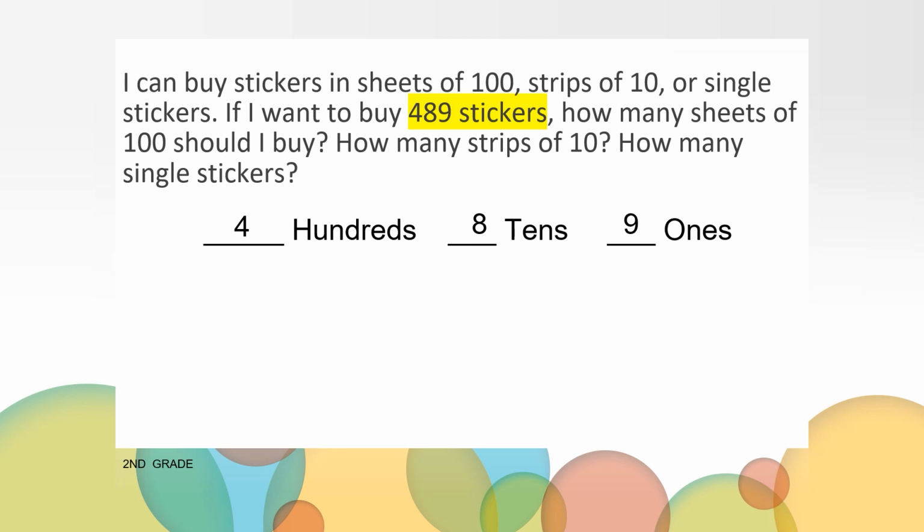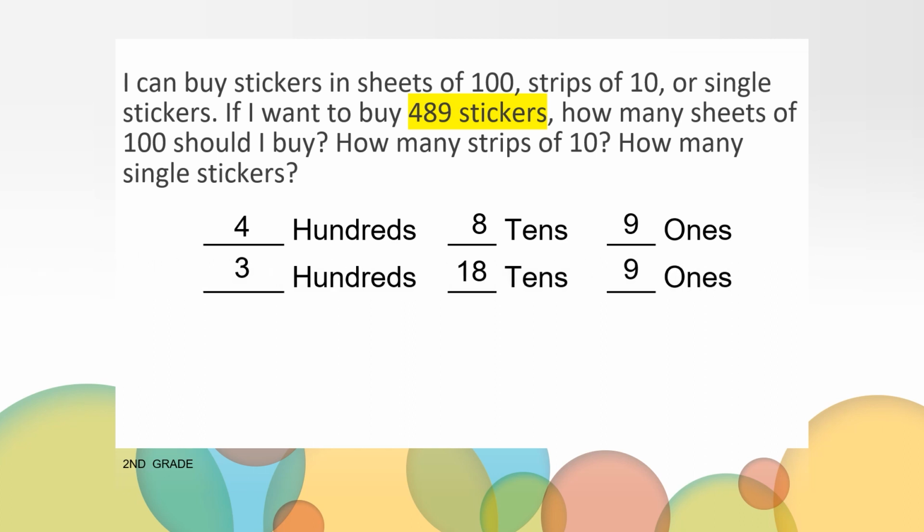Now, just another side note, there are many other combinations that you could use to buy these stickers. If you use what we learned a few days ago about the number of tens in hundreds, you could come up with some other possibilities too. Maybe you decided there were 3 hundreds and 18 tens because 10 tens make 100. So we just exchanged one of our hundreds for 10 tens to give us 18 tens and 9 ones.